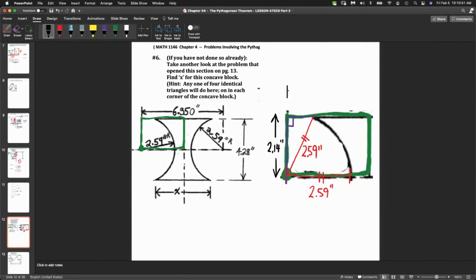We can also play the same game at the top or the bottom. So can someone compute this length for us? Let me know in the chat. What's this length here? This thing just keeps on going. How much is that?